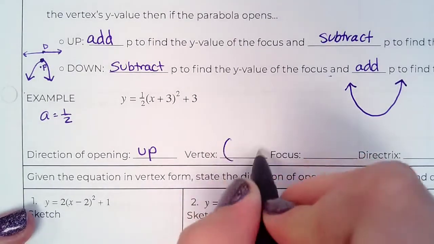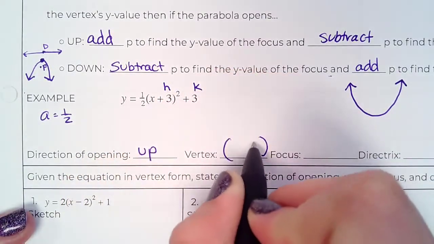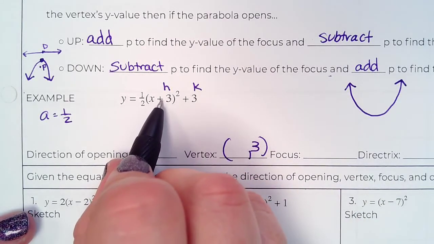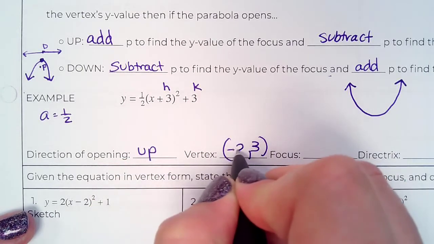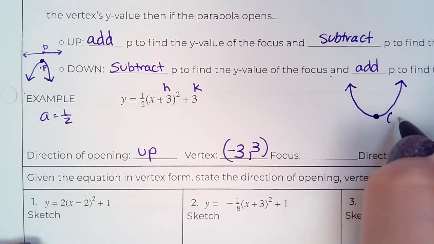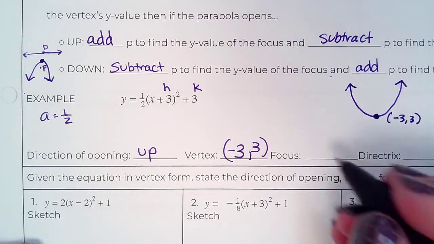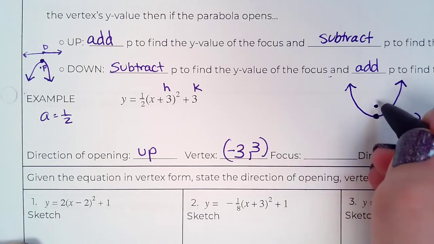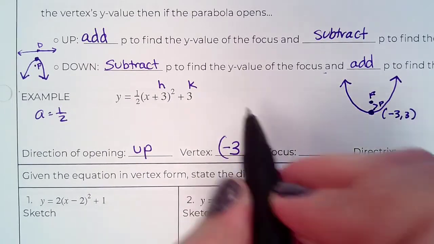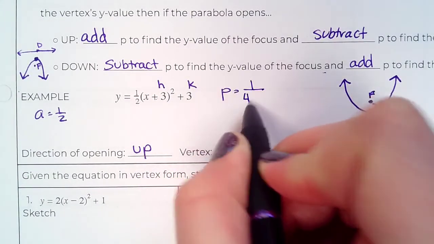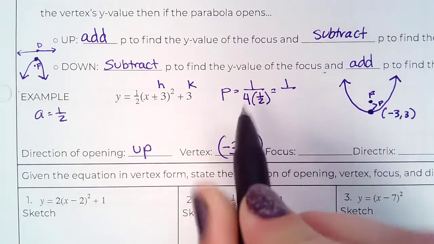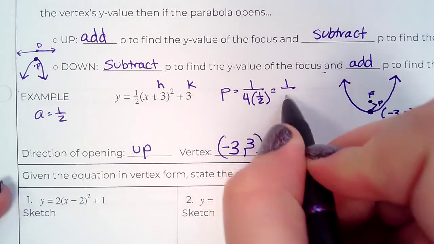The vertex is (h, k). The k is easy because it's just that 3 back here. And then the h, the only way it's plus is because it was minus a negative. So (-3, 3) is our vertex. So this is our vertex, (-3, 3). Our focus would be inside the parabola, in here. But we don't know the period yet, so we have to find the period. So period equals 1 over 4 times a, which is 1/2. So 1 over 4 times 1/2 is 2, so 1 over 2.